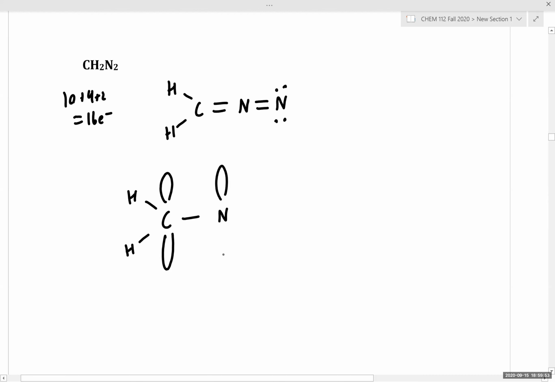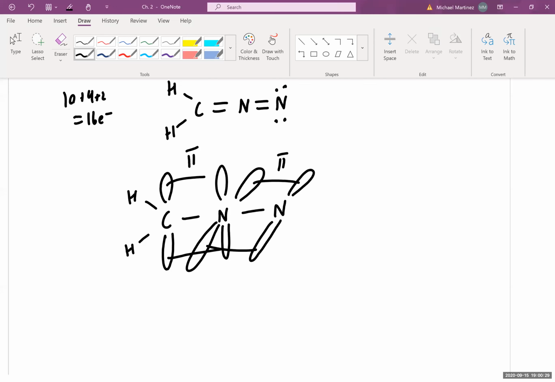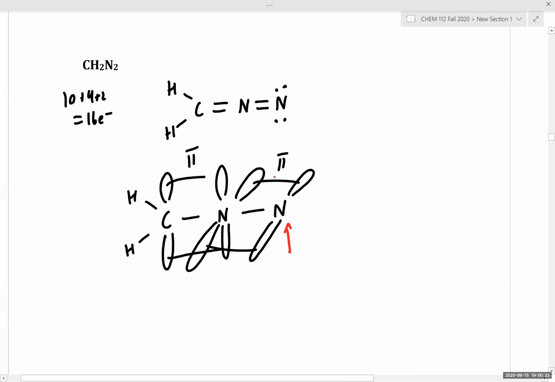So we have our first orbital overlap to form one of our pi bonds. And now to form our second pi bond, we have to use our second p orbital. And as a result, one thing that we can immediately notice is that this pi bond is perpendicular to our carbon-nitrogen pi bond. However, for this nitrogen, we can place our lone pair in a p orbital.